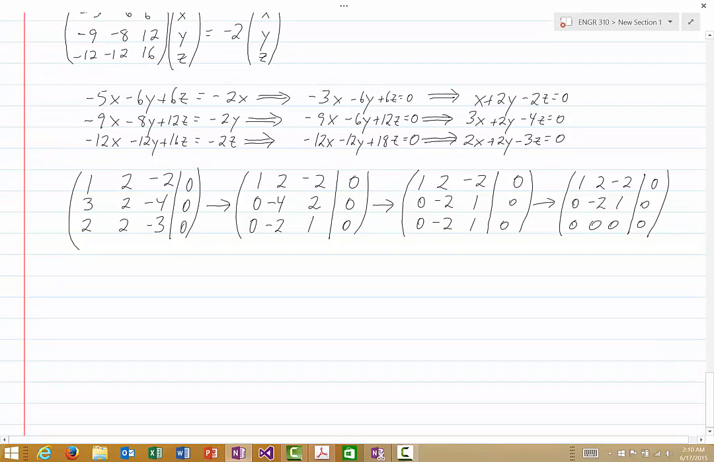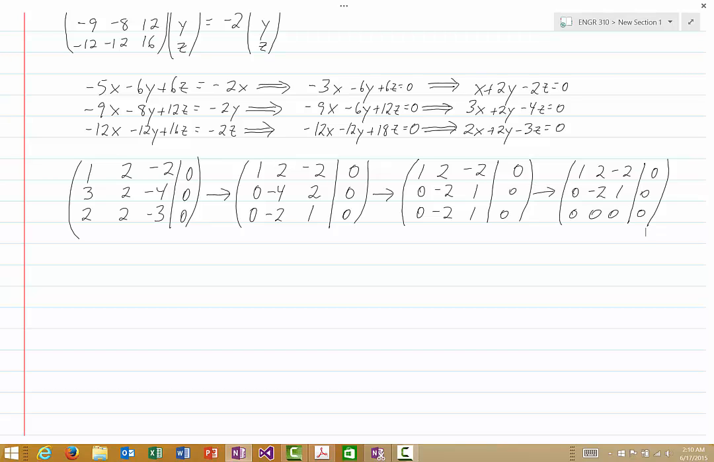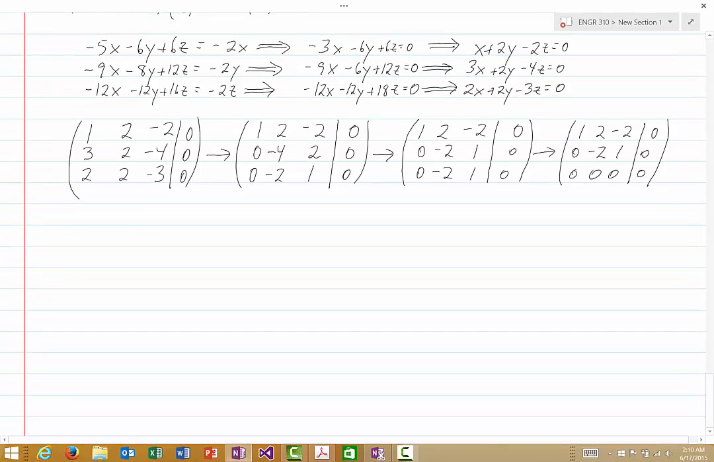So as we expect, there are infinitely many solutions, which is what we wanted, because we know that once we find an eigenvector associated with a particular eigenvalue, any non-zero multiple of that eigenvector is also an eigenvector associated with that eigenvalue. So now let's see what these final equations give us. We have x plus 2y minus 2z is 0, and negative 2y plus z equals 0. And this second equation implies that z is equal to 2y.